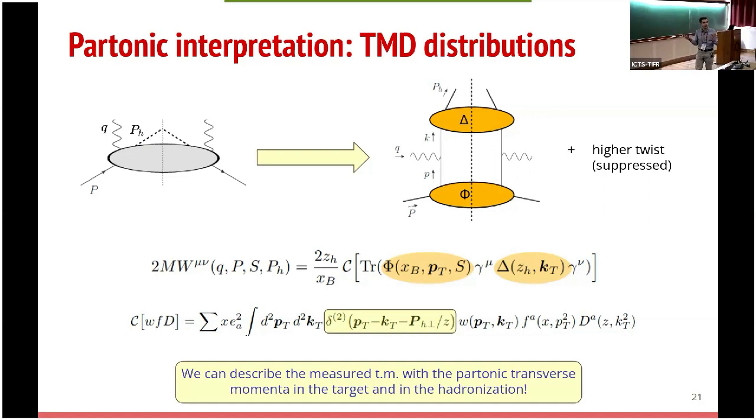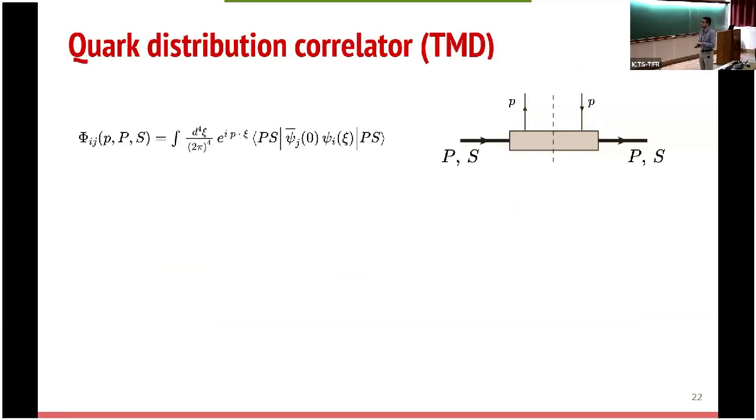Is it clear? Are we on the same page? If you have questions, we can stop 1 minute and think about it. Okay. So if the formalism did not allow me to connect the transverse momentum in the target and in the hadronizing part with what I measure, the formalism would be useless. Okay. But this is very nice, I believe.